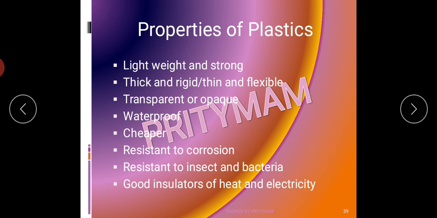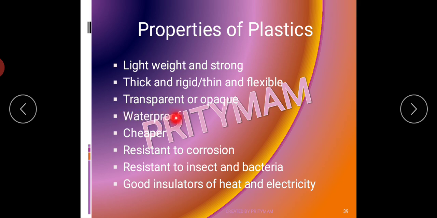Let us discuss some of the properties of the plastics then. Plastics have so many varied uses today that they are manufactured with special features in mind. Plastics are light in weight and yet they are very strong. They can be thick and rigid, or they can be thin and flexible. They can be transparent, meaning we can see through them. And they can also be opaque, meaning light cannot pass through; we cannot see to the other side.